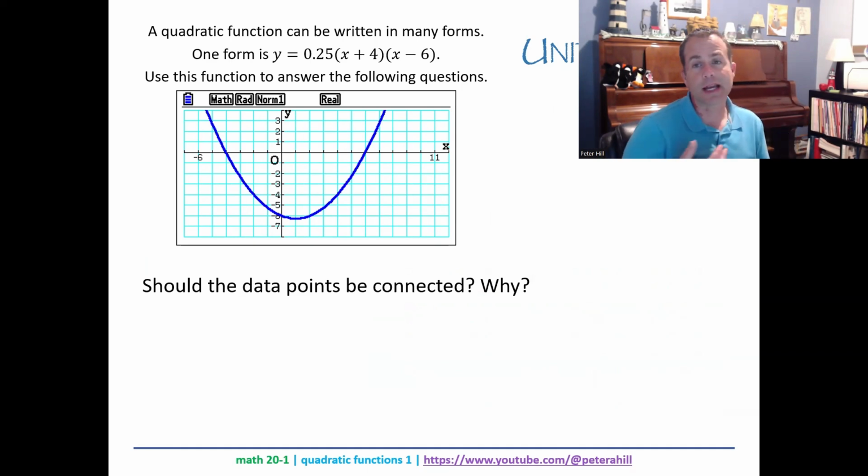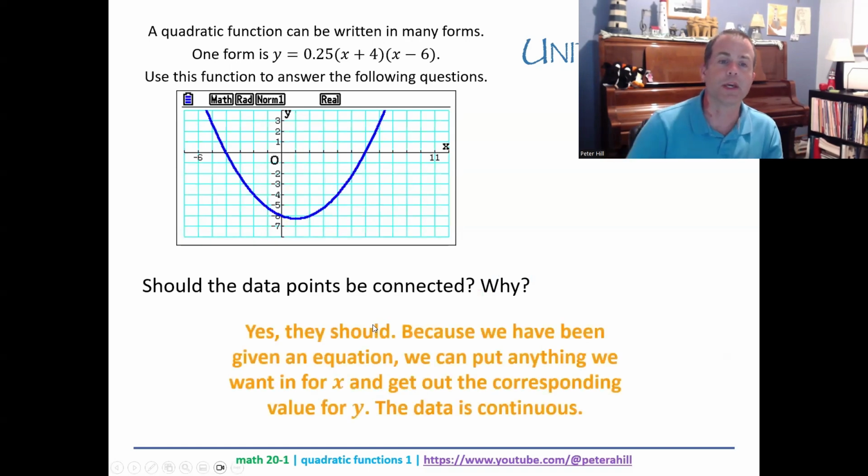The reason I did that is because I had an equation. And as soon as you have an equation, you can put anything you want in for x, right? You could put 1 in, you could put 1.2 in, you could put 1.782824 in. So even though you're generating dots, you know that those dots are showing you a pattern where you can connect those dots because anything in between those dots still exists. Okay, so yes, they should. Because we have been given an equation, we can put anything we want in for x and get out a corresponding y. The data is continuous.